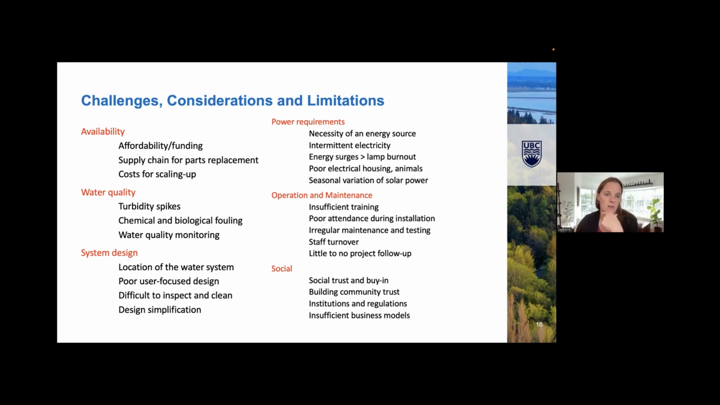And then there are also issues with scaling up with population growth, and how easy is that to do for UV systems? The next category, water quality, is a big one. And I mentioned in a couple of the studies where they saw turbidity spikes due to increases in turbidity from seasonal water variations through source water, like surface water, and also, predominantly surface water.